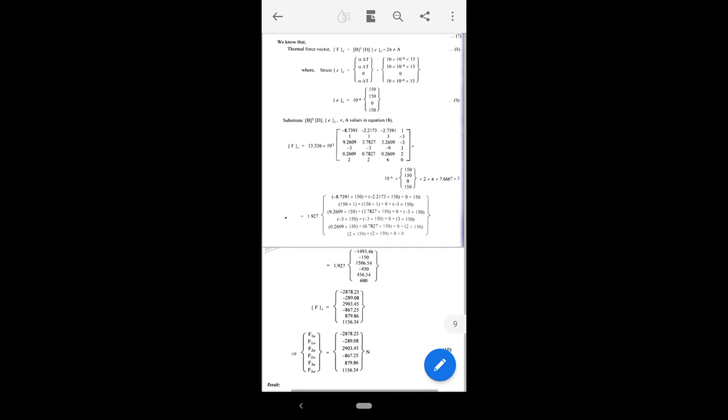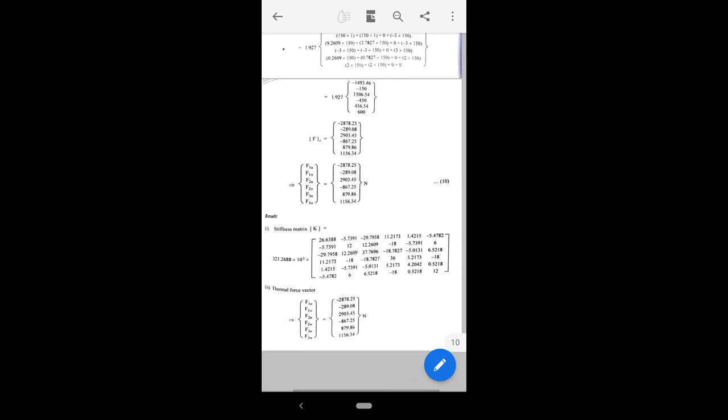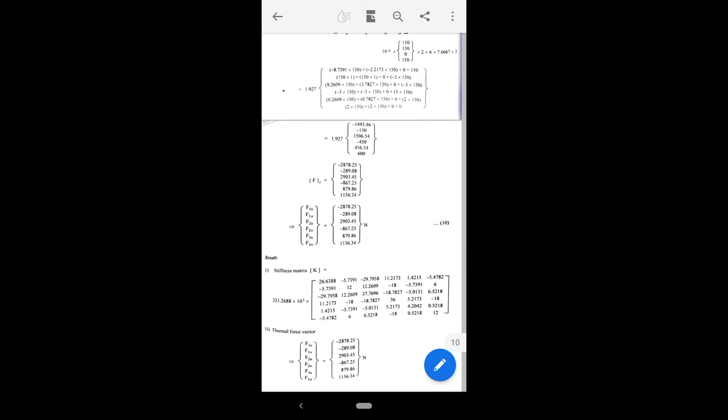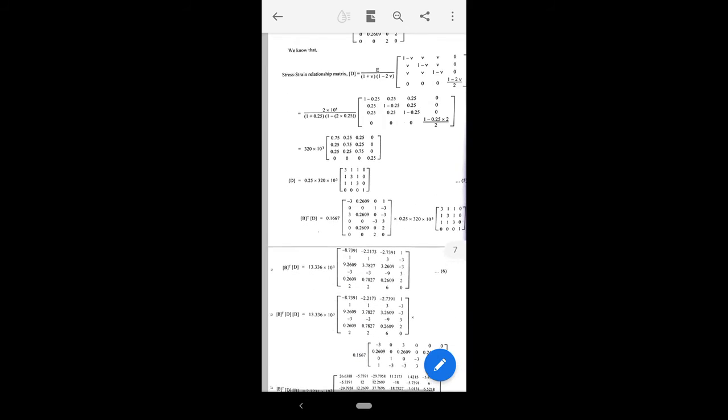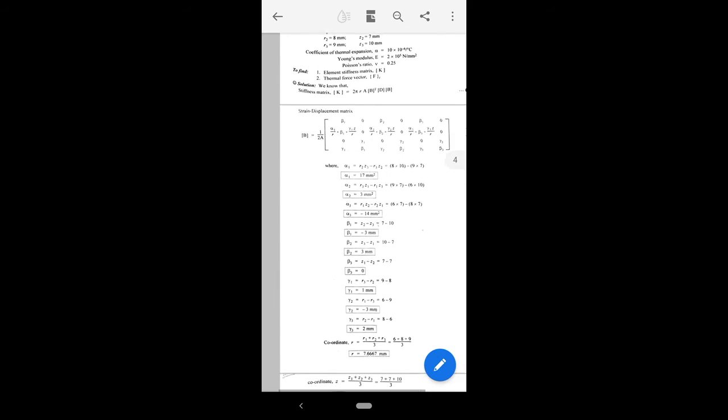In this problem, 2 pi R A is a common value. That's why we can use the value. So we got the value. I hope you understand how to solve the thermal force vector and how to find the element stiffness matrix here. Once again I recall this problem.